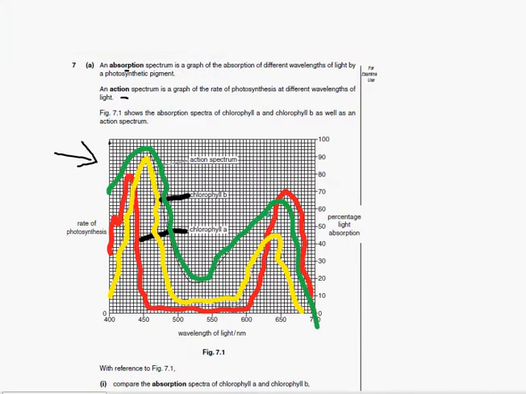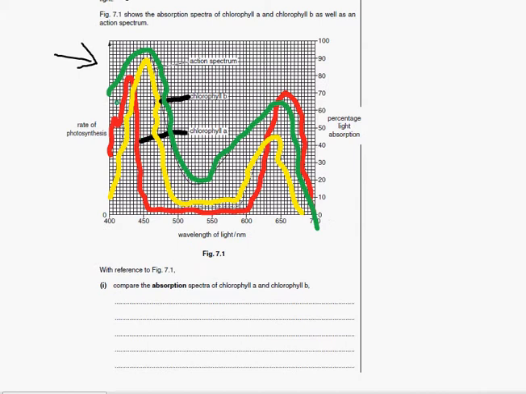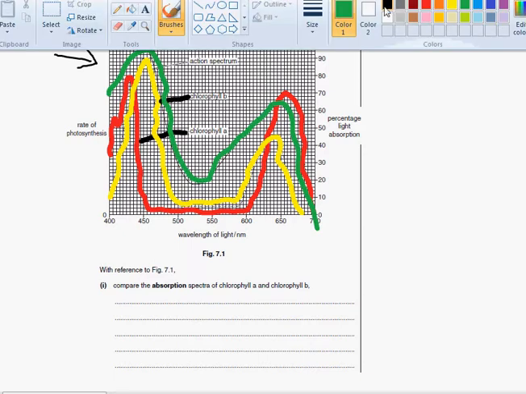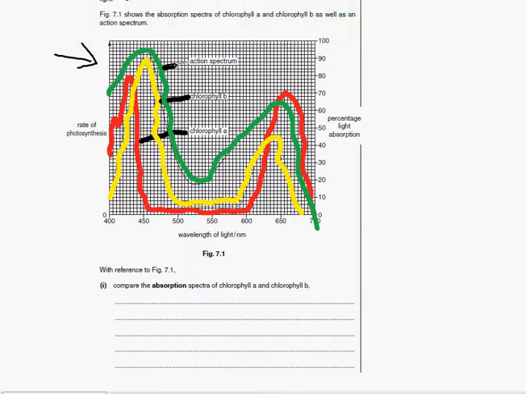So the first graph is chlorophyll A, right? Then there is chlorophyll B, and this one is action spectrum. So we have three graphs. This should be covering here, and they should be moving through here, right? We have three graphs here. So we have to compare the absorption spectra of chlorophyll A and chlorophyll B.